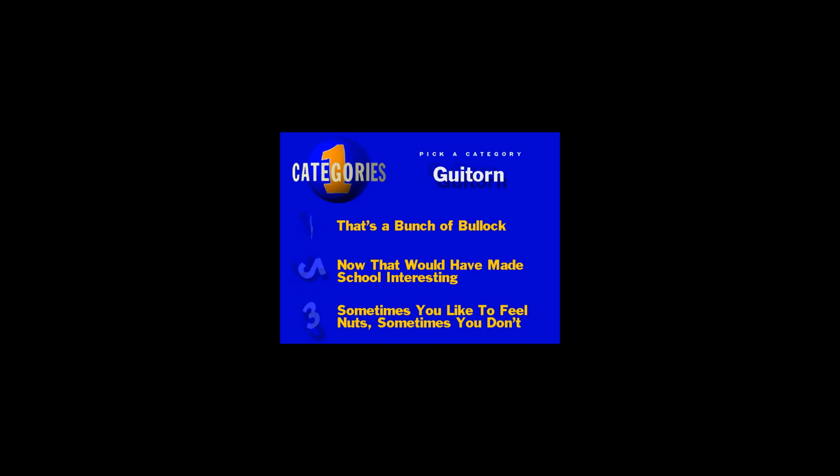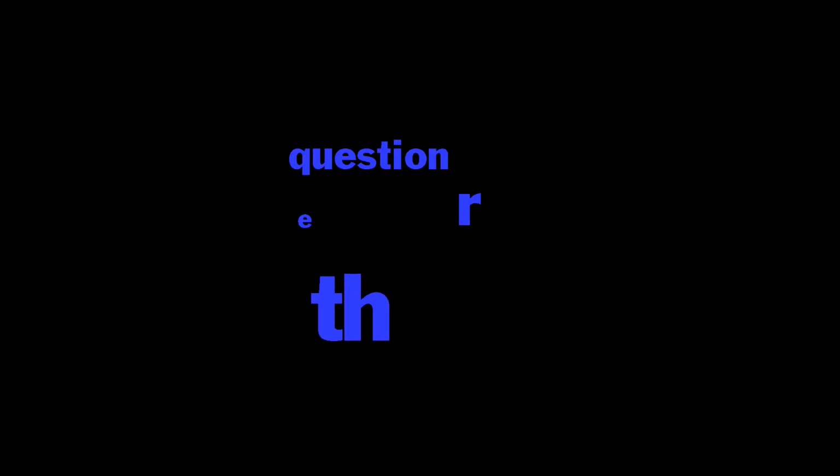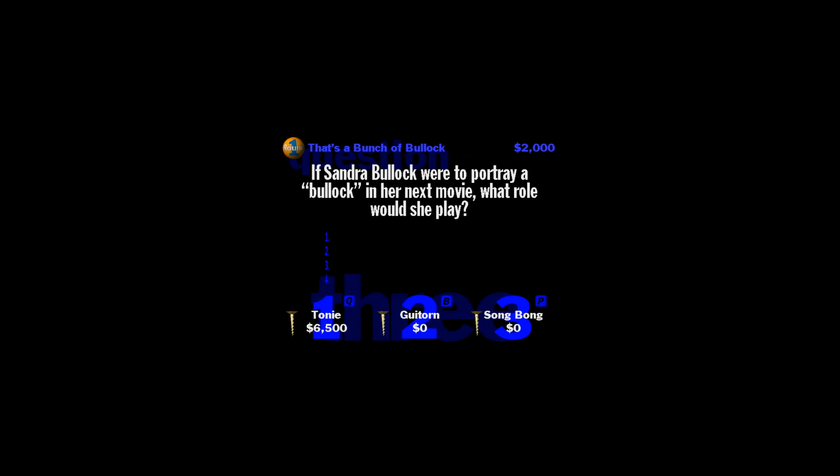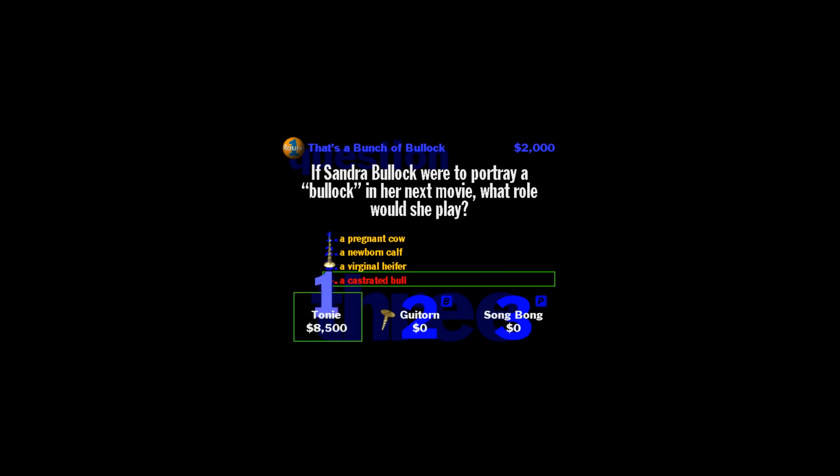All right. I need a category. Let's see what we got going. That's a bunch of bullock. And this one's worth $2,000. Ready? Here's the question. If Sandra Bullock were to portray a bullock in her next movie... Gotta answer it, player one. Sandra would be playing a castrated bull. Which is a great casting choice because not many actresses can bring the charm and wholesome girl-next-door quality to the part of a castrated bull. Which part? Well... Hey, player three, when you can't successfully screw someone else, you screw yourself.